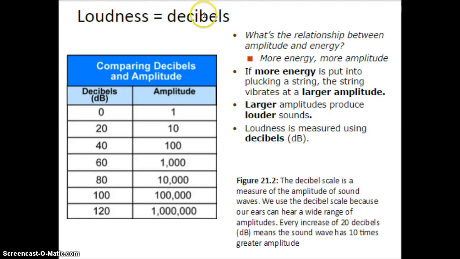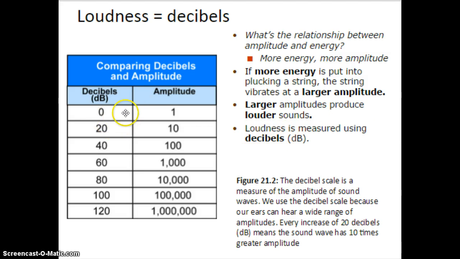And then we come to loudness. Loudness is measured in decibels. So what's the relationship between amplitude and energy? Well, the more energy, the more amplitude. If more energy is put into the string, or plucking a string, the string vibrates at a larger amplitude. The larger the amplitude produces louder sounds. And loudness is measured in what we call decibels.